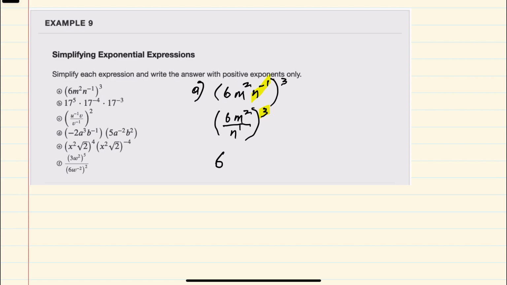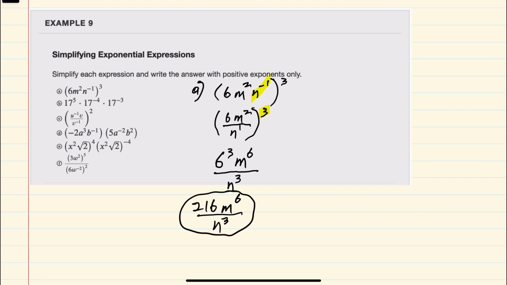I would have a 6 to the 3rd power, an m to the 2 power times the 3 power, so m to the 6th, and then in the denominator, applying the 3 exponent with the 1 exponent, they would multiply to give me an n to the 3rd. And lastly, I could simplify the 6 to the 3rd to be 216, so 216m^6 over n to the 3rd is our simplified expression.